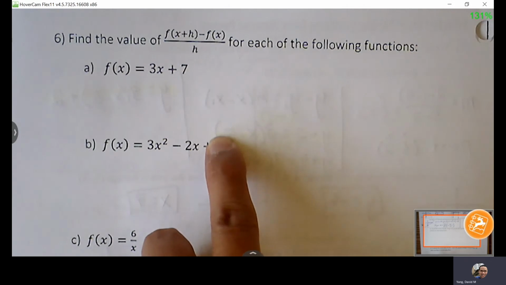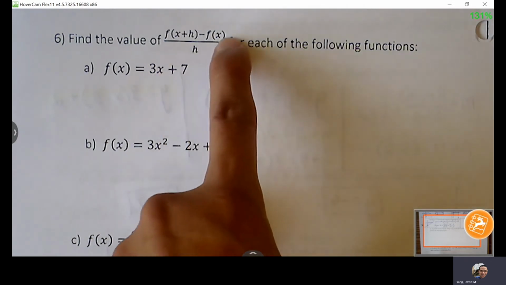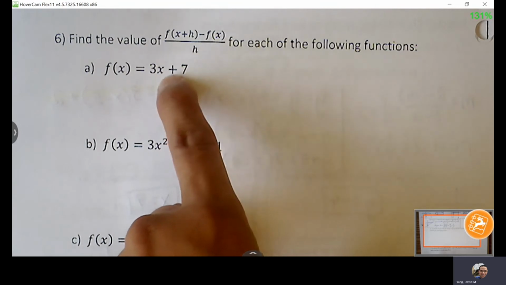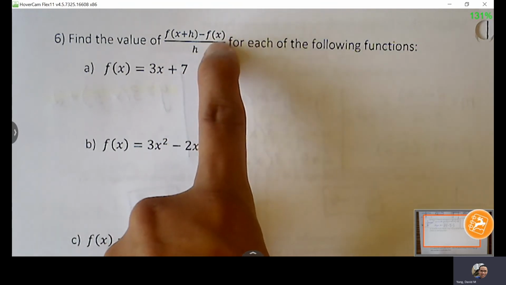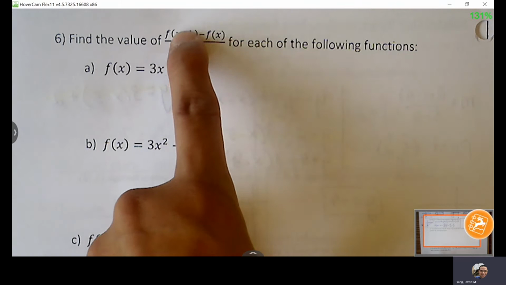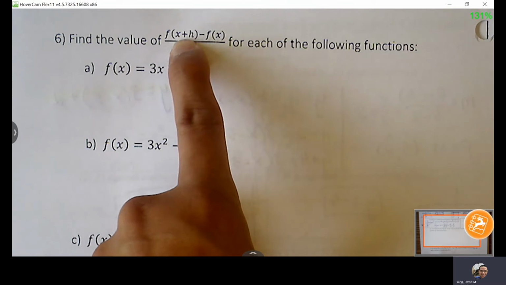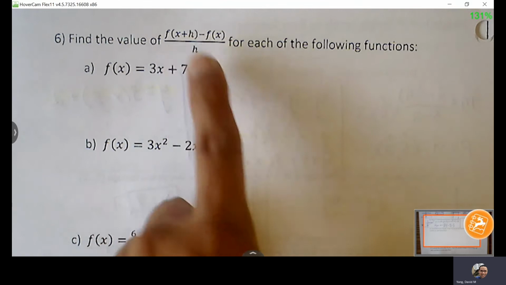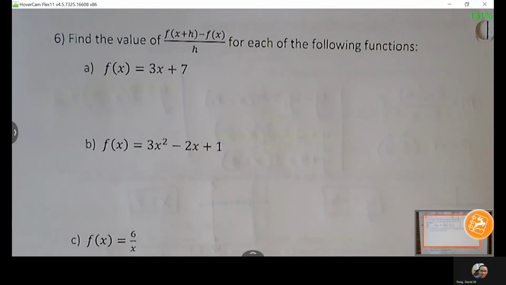So an easy substitution that we can make is this f of x is easy, right? f of x is just that 3x plus 7. So we can just insert this into that portion. But the challenge is, how do we create an appropriate expression for f of x plus h? And I want to make sure that we understand how to work with that x plus h.